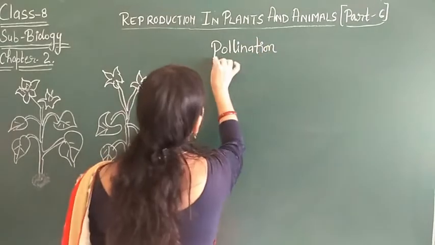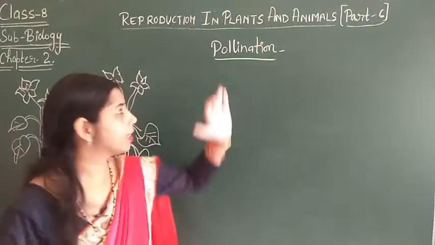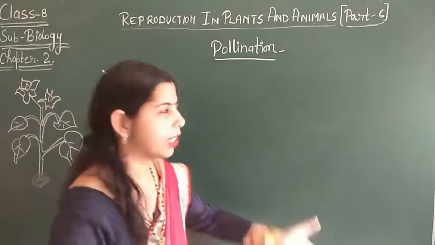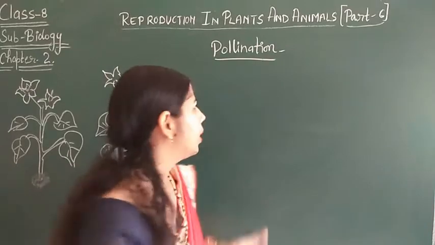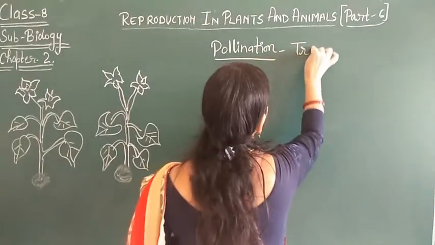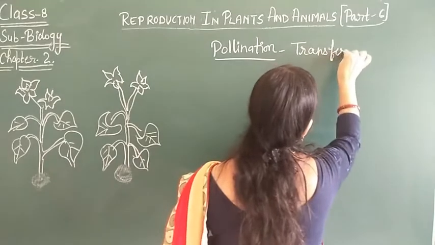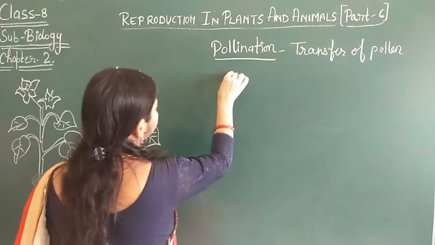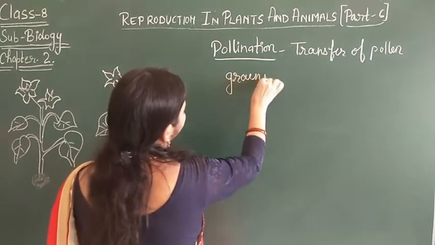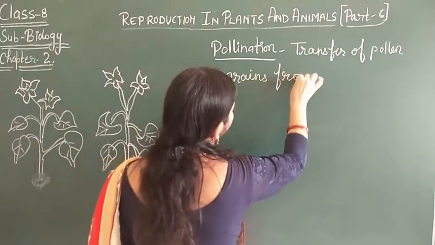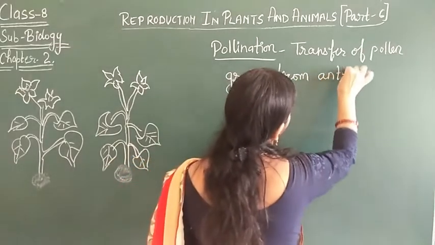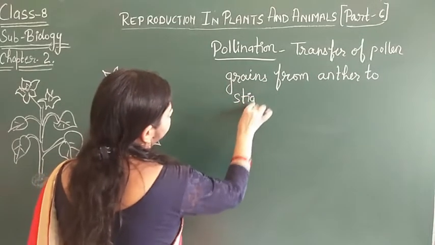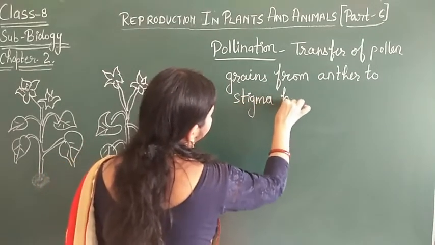This is the first step for fertilization. First the pollination will take place, then the fertilization, and then the post-fertilization changes will be there. So what is pollination? It is the transfer of pollen grains from anther to stigma by various agents.